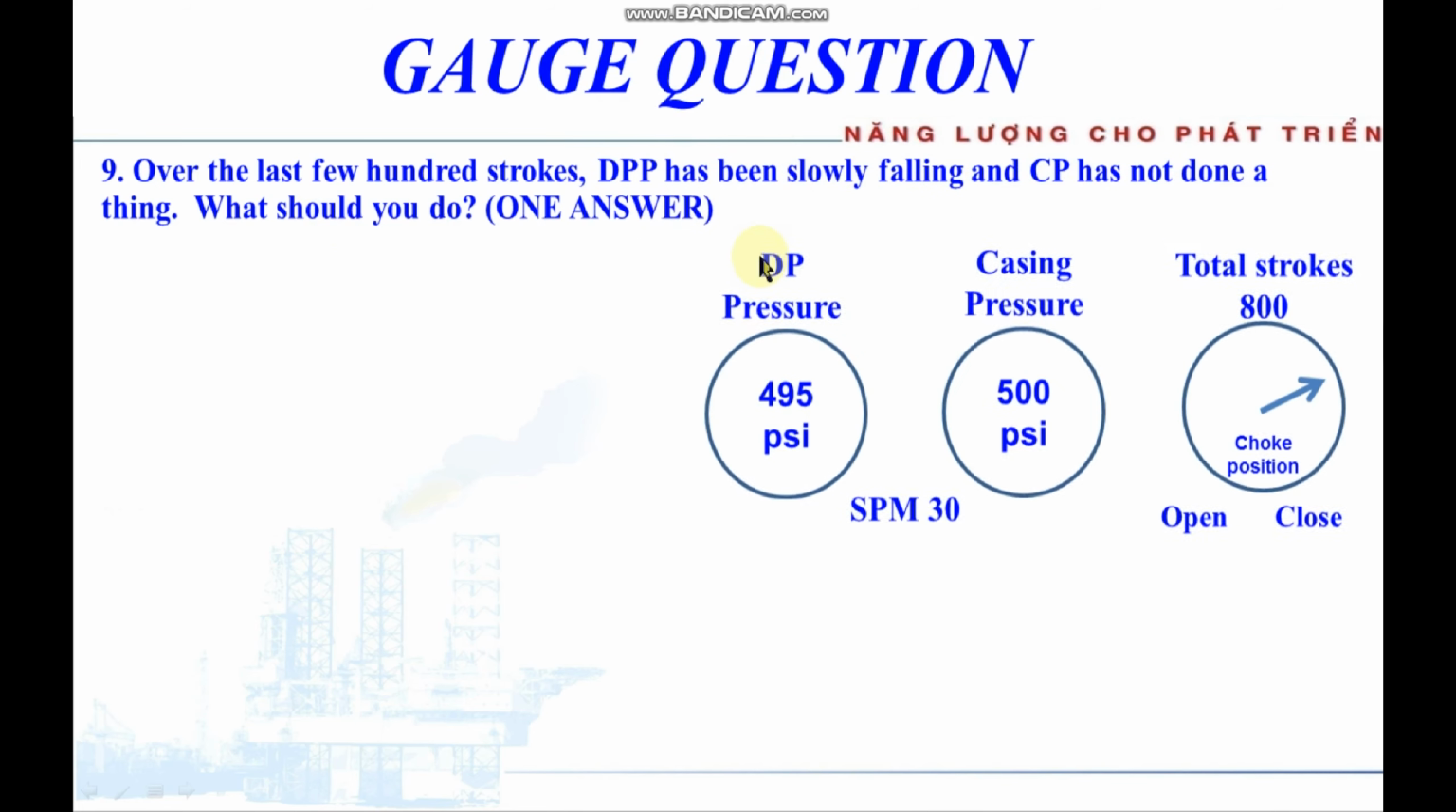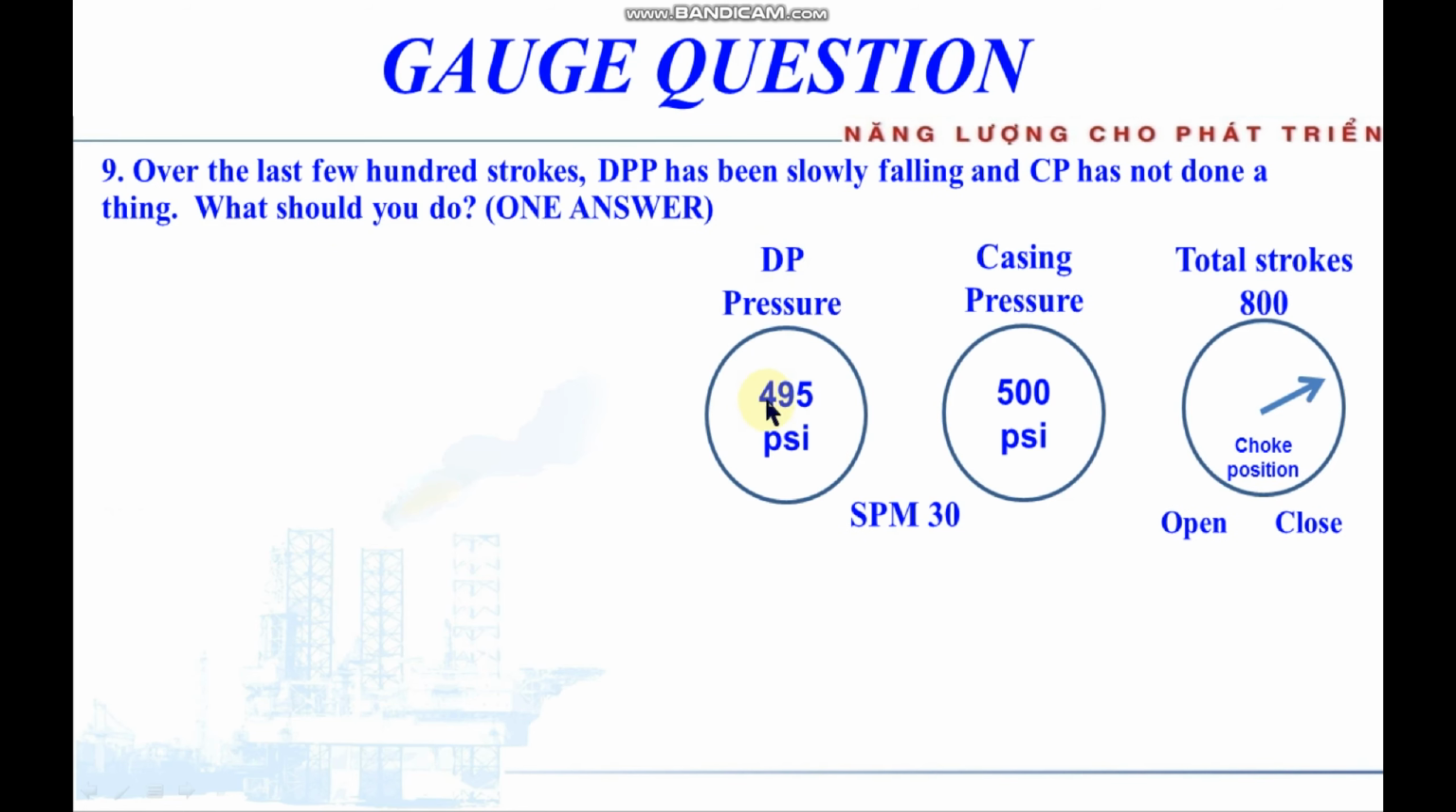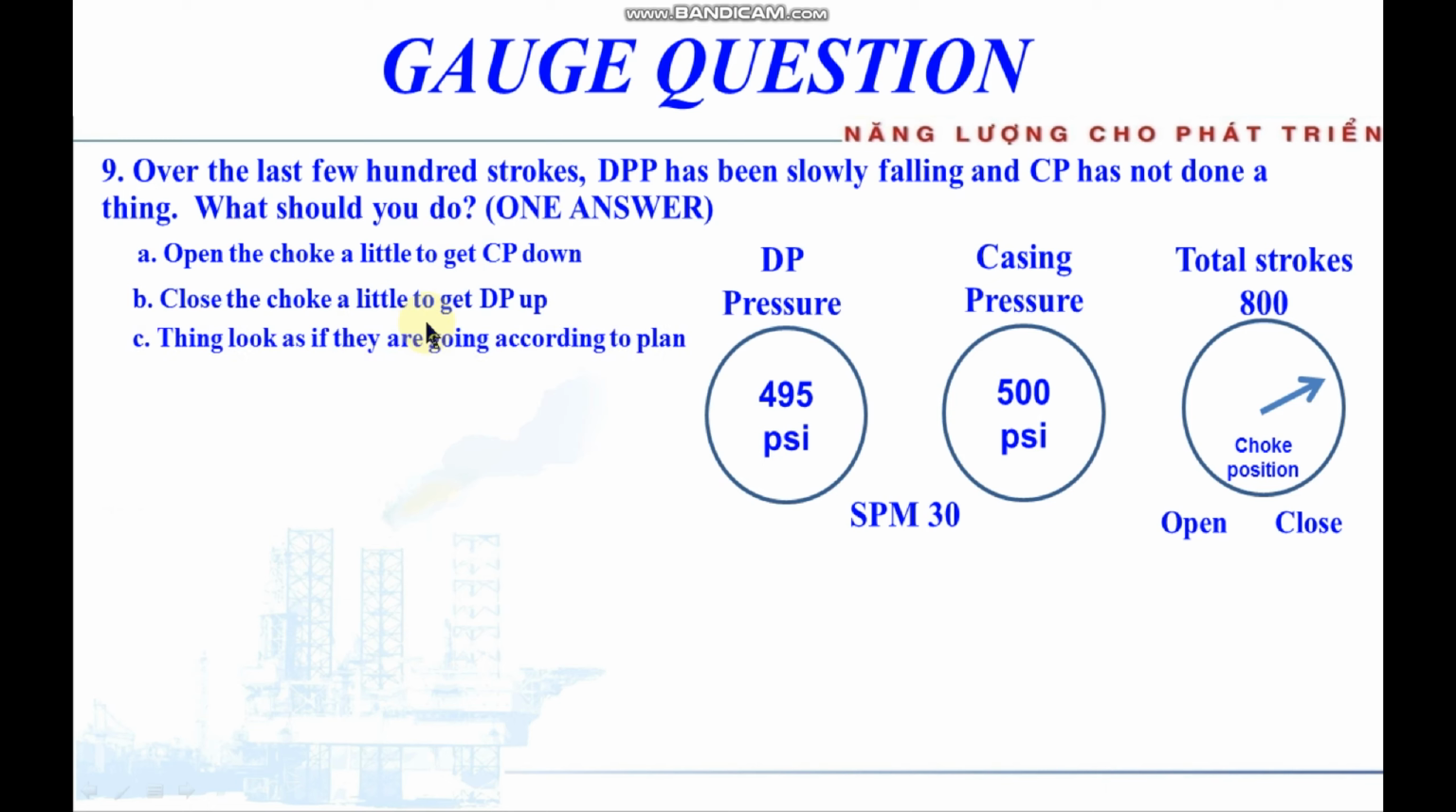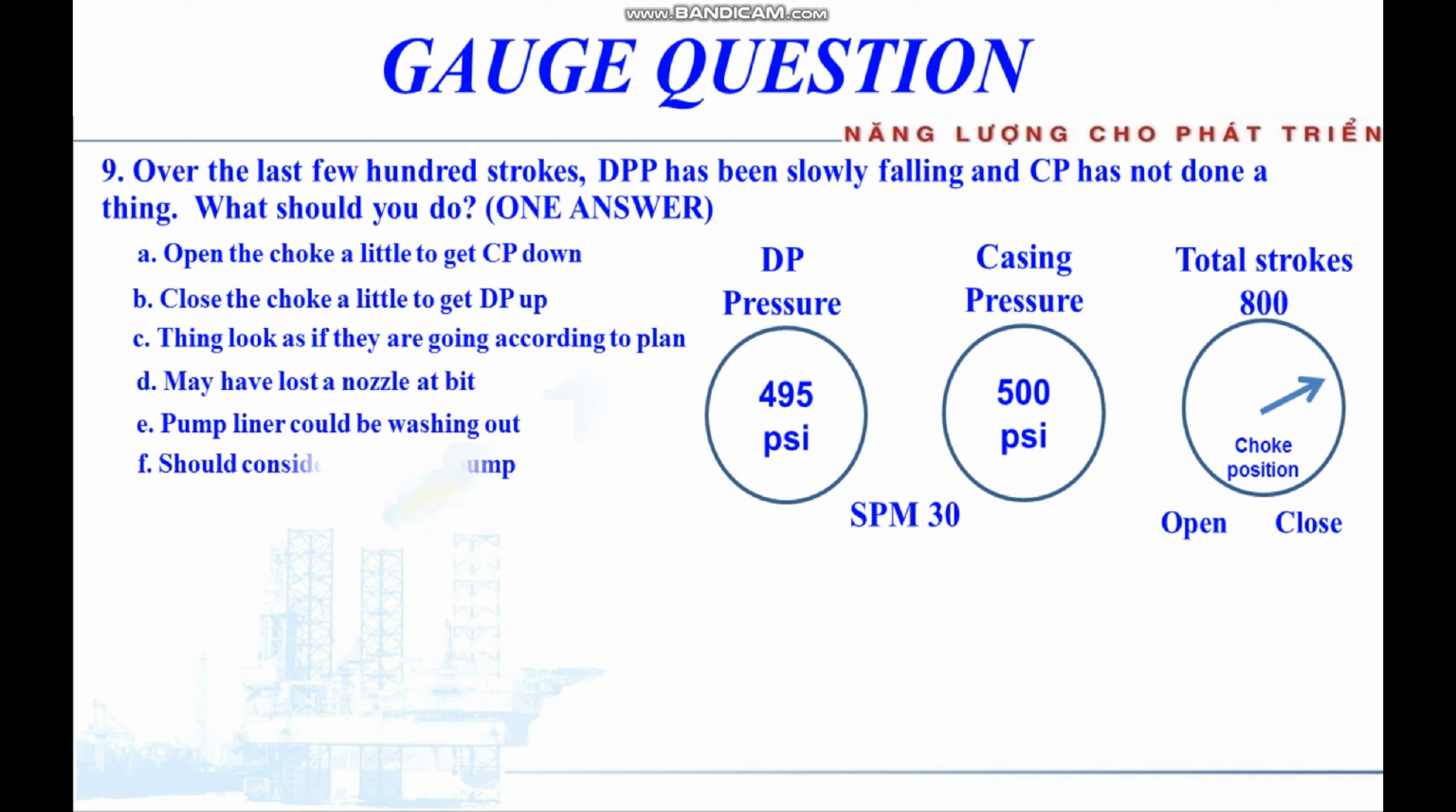Dubai pressure 495, casing pressure 500, total stroke 800, SPM 30. A. Open the choke a little to get casing pressure down. B. Close the choke a little to get Dubai pressure up. C. Look at if they are going according to plan. D. Maybe have a lot of loading. E. Bump liner could be watching. F. Should consider to change the pump. G. Increase pump speed. H. Decrease the rate to stop the drop in pressure.